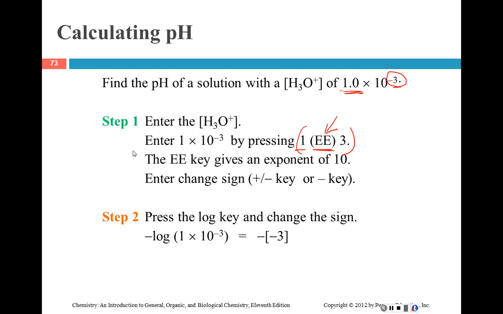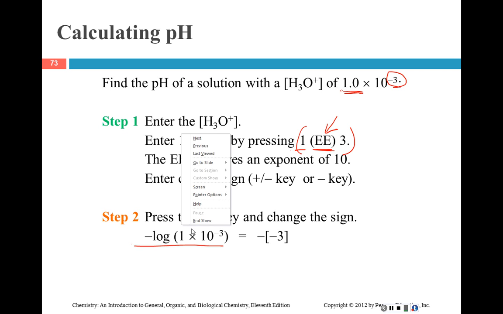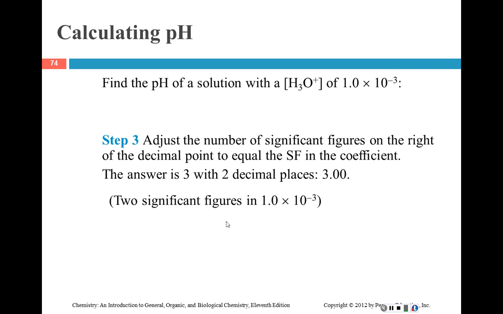So you're going to press the log key and change the sign, and then put in 1 EE minus 3. Okay? And when you do that, you should get 3. So make sure, and then of course you want to do your significant figures. Okay?